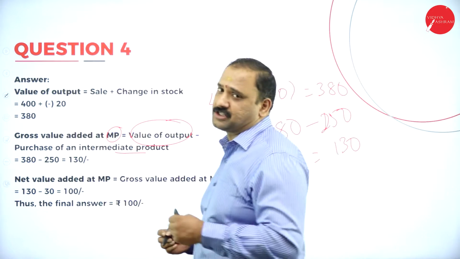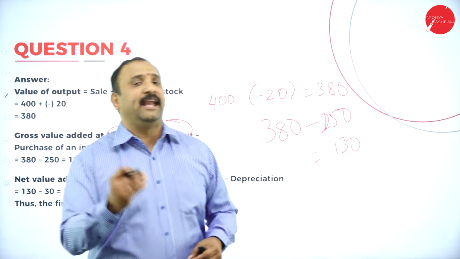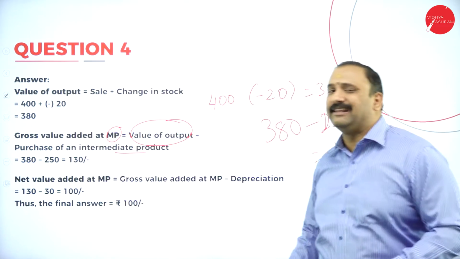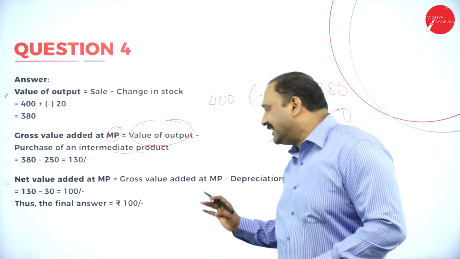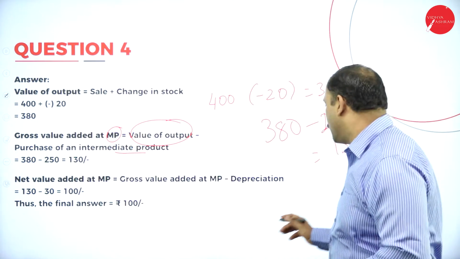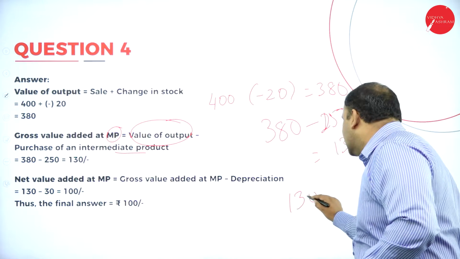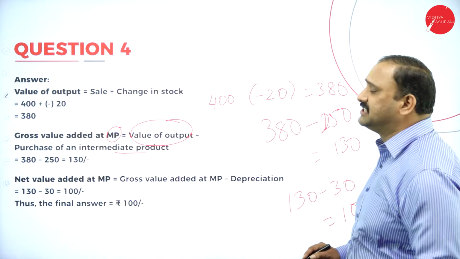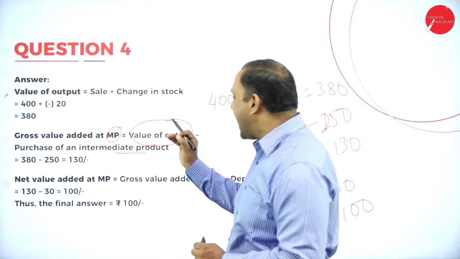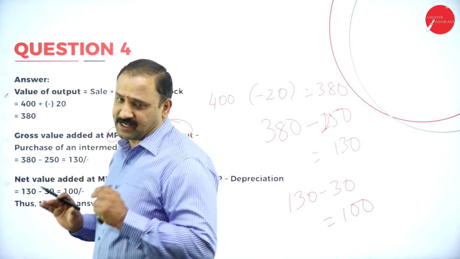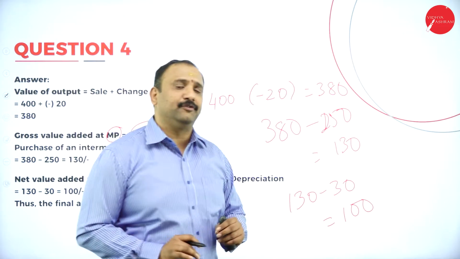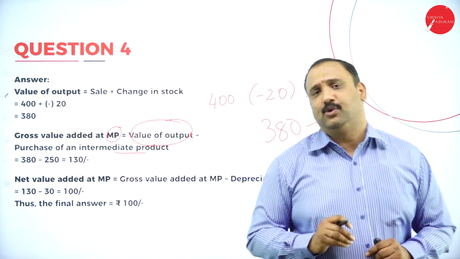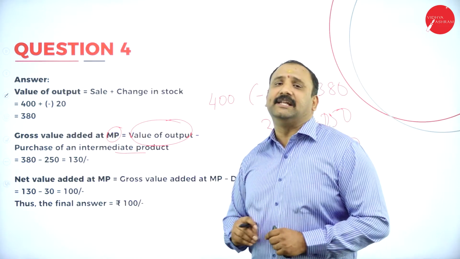Now, from the gross value, when you subtract the depreciation, you will get the net value added at market price. So 130 minus 30, you will get the answer as 100. So this is the net value added at market price. Very, very important for all of us. Why? Because whenever we are talking about net value added, you need to subtract the depreciation.